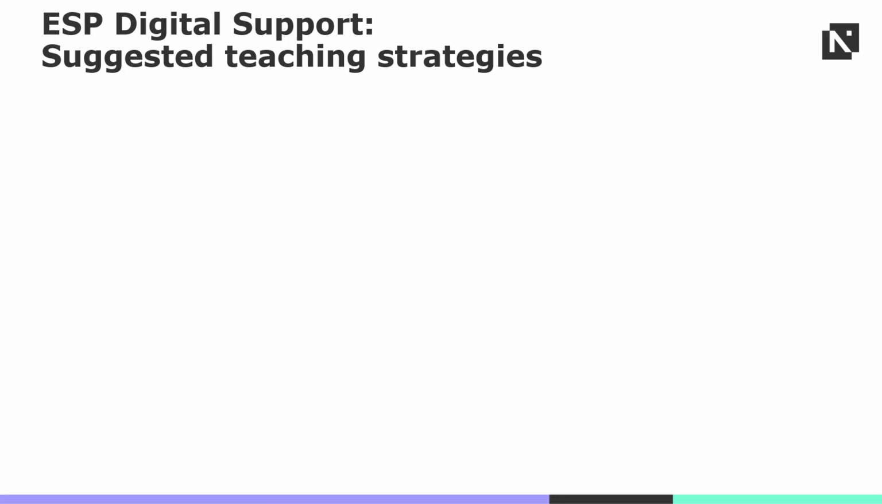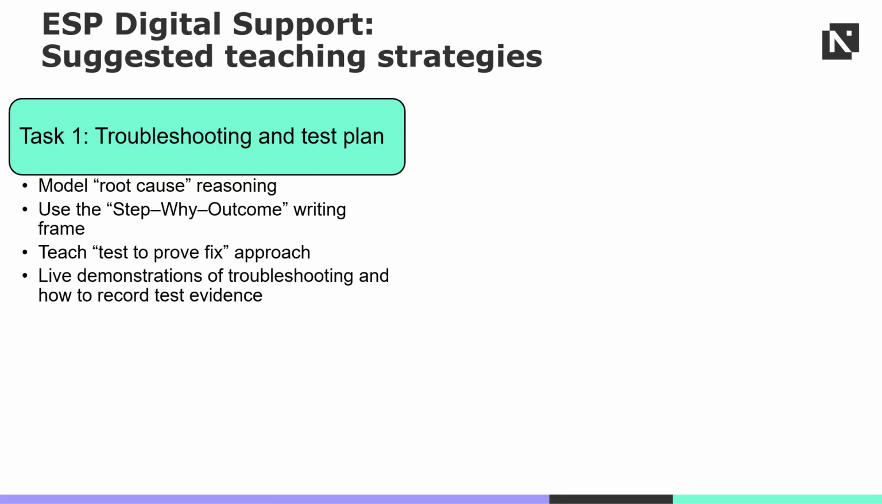And now we look at some suggested teaching strategies that support with the ESP in digital support. So starting with task 1, you could model root cause reasoning using the 5 whys framework, where students diagnose staged network or hardware faults in virtual machines, identifying both cause and verification test. Use the step, why, outcome writing frame, so students could rework a troubleshooting step by adding why and what this achieves. Teach the test to prove fix approach, so students would document performance checks to verify repair success. And do some live demonstration of CPU or RAM usage and ensure students know how to record test evidence.